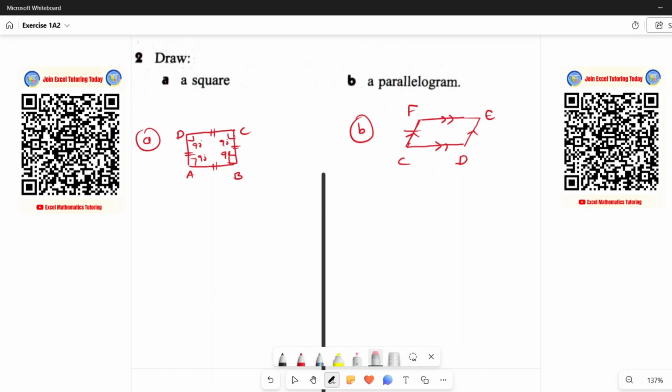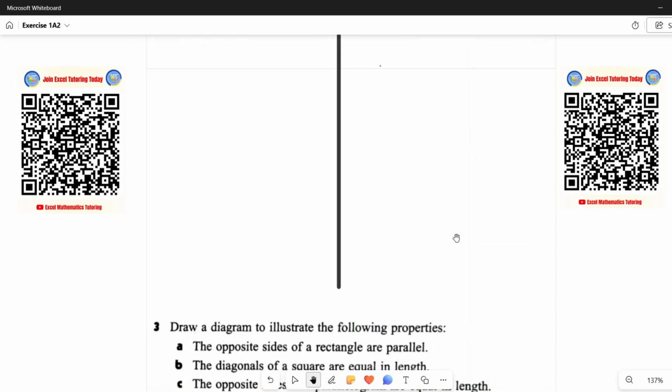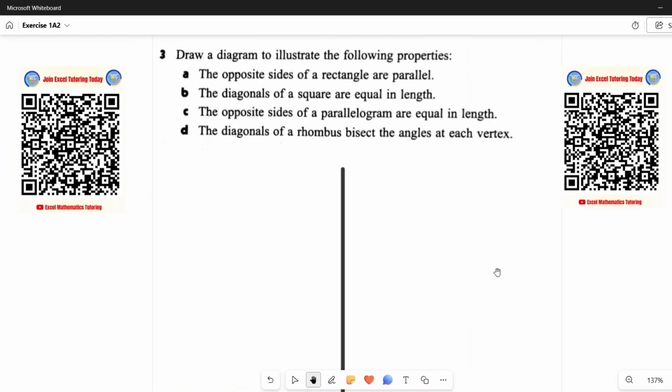Now moving on to the third question. The third question says, draw a diagram to illustrate the following properties. First one is the opposite sides of a rectangle are parallel. So just draw a rectangle.